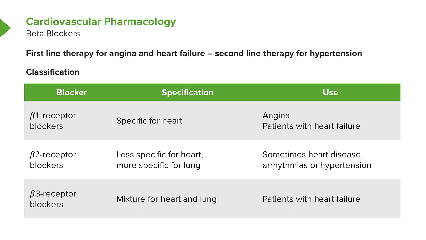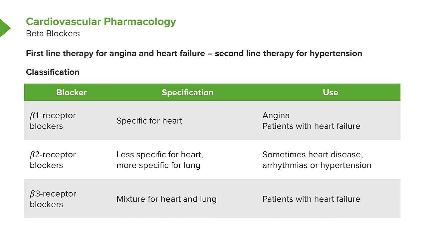Now, it turns out that there have been three levels or three classes of beta blockers. There are ones that are a little more specific for the heart. There are some that are a little less specific for the heart, but more specific for the lung. There are some that are a mixture of heart and lung. And then there are some that are either a mixture for heart and lung, but also dilate blood vessels and therefore even accentuate the drop in blood pressure.